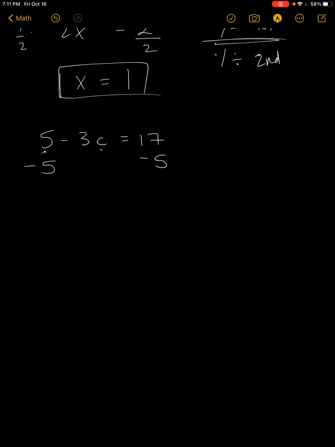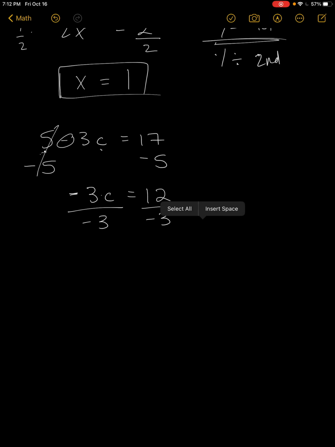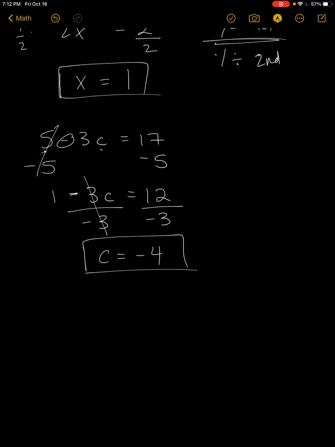So I'm going to subtract 5, because that's a positive 5. That gives me 0. I'm left with, pay attention to that subtraction, minus 3c equals 12. So it's negative 3 times c. The opposite of multiplying is dividing. So I'm going to divide both sides by negative 3. That leaves me with 1, which is what I want. Negative 4, and I get c equals negative 4.